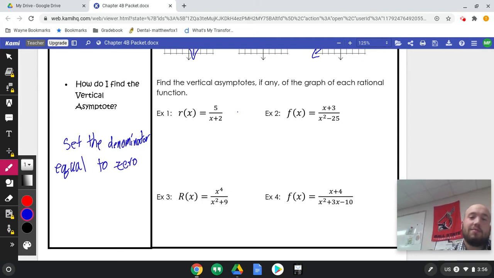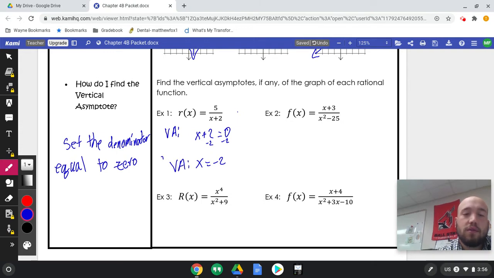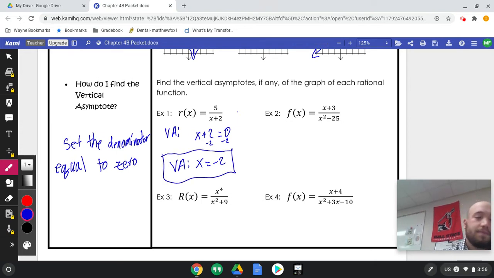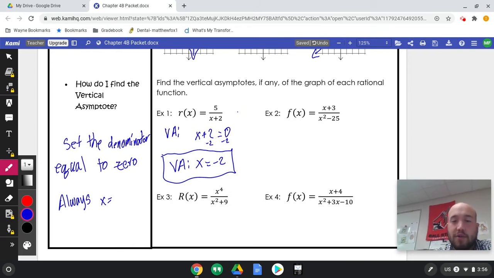So what I mean by that, on example 1, in order to find our vertical asymptote, or our VA, we can just take this denominator, x plus 2, set it equal to 0, subtract the 2 over, and our vertical asymptote will be x equals negative 2. That's our vertical asymptote. And your answer is always going to be x equals. That will always be the case for a vertical asymptote.